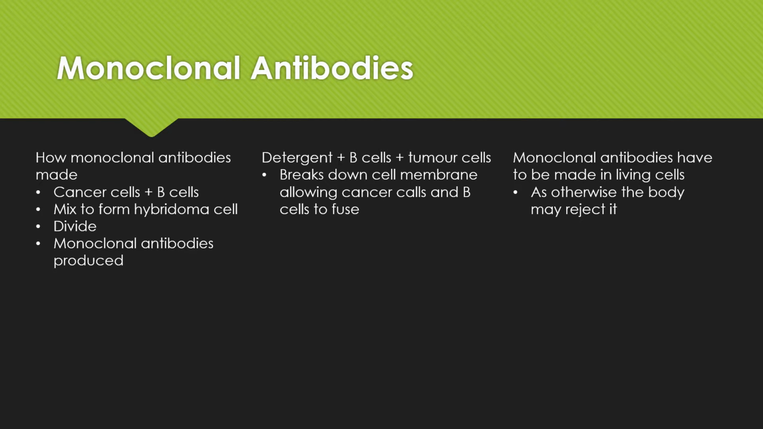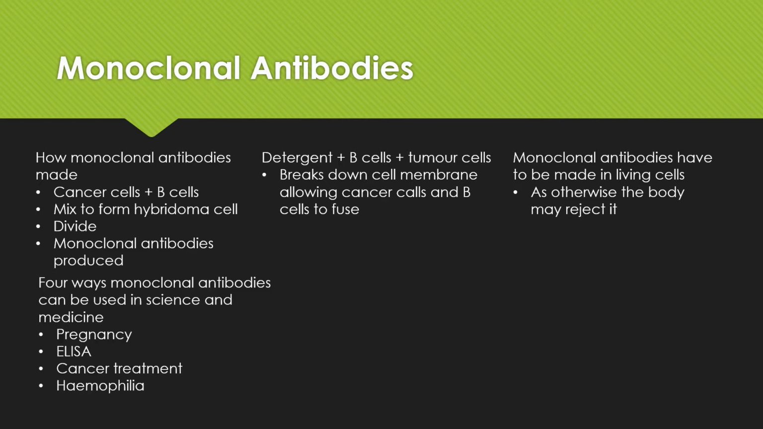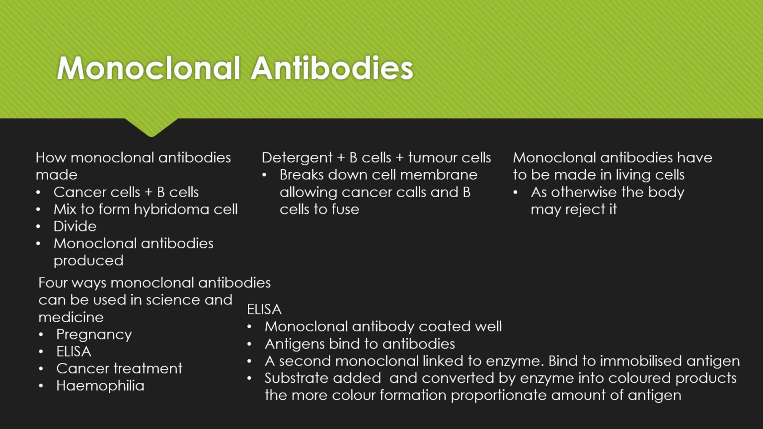Monoclonal antibodies have to be made to match human cells because otherwise the body will reject them. It will identify them as foreign. What are the 4 ways that monoclonal antibodies can be used in science and medicine? Well, you have pregnancy tests, ELISA tests, cancer treatment, and haemophilia.